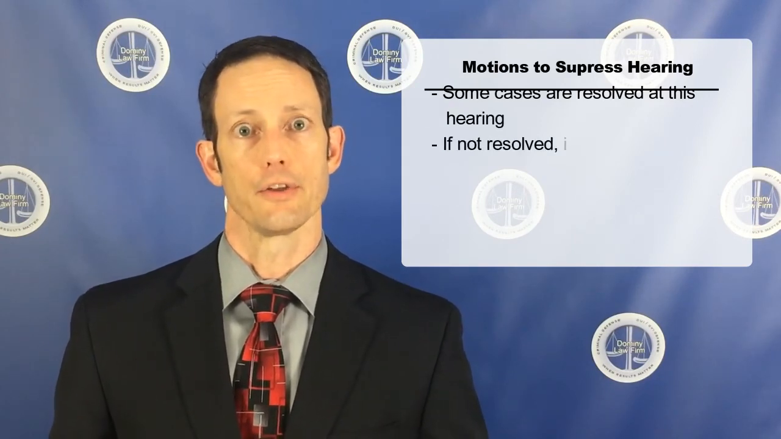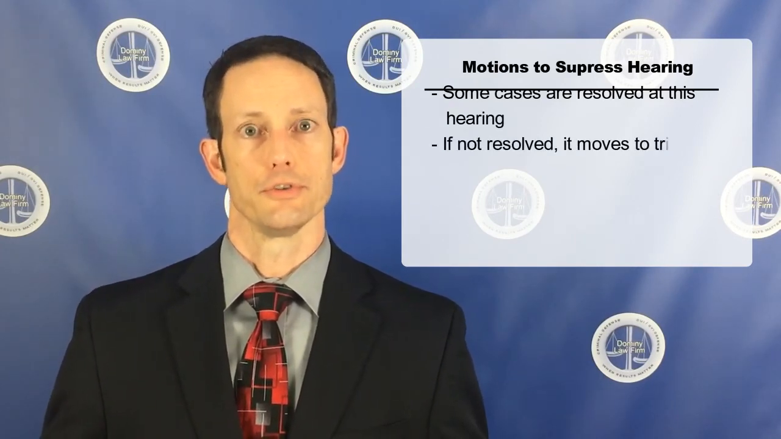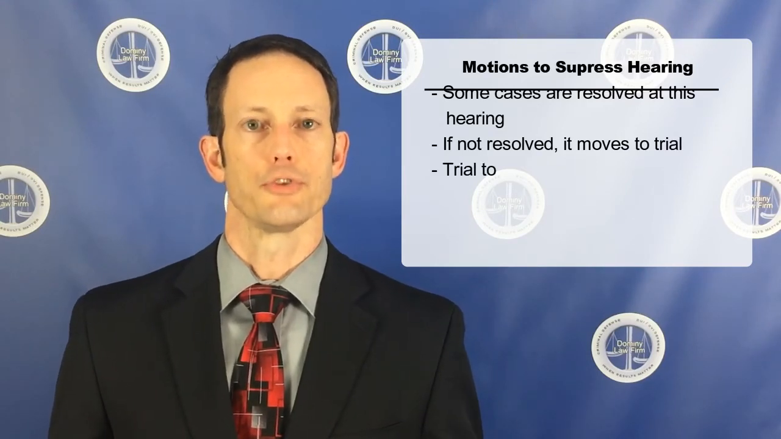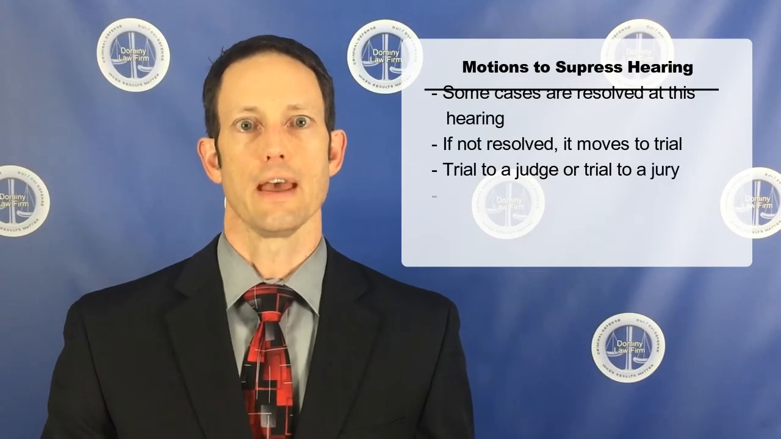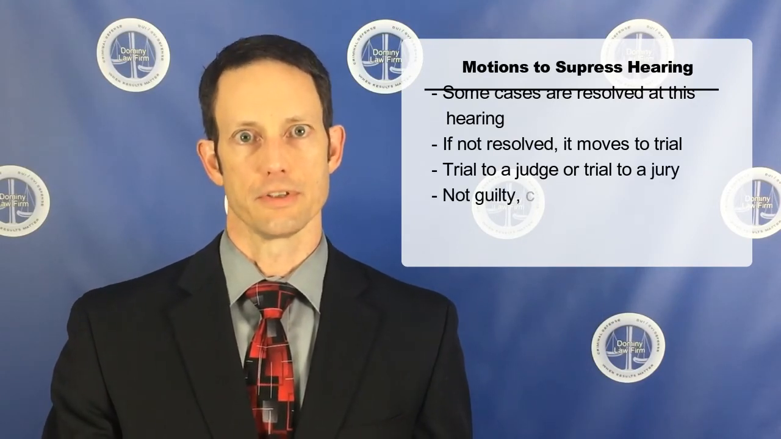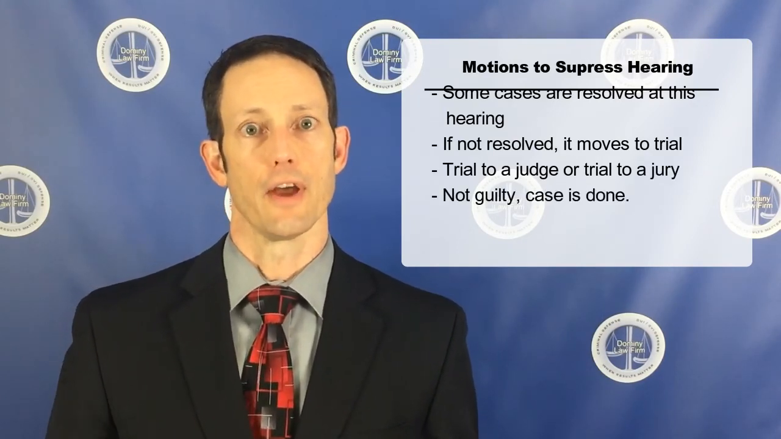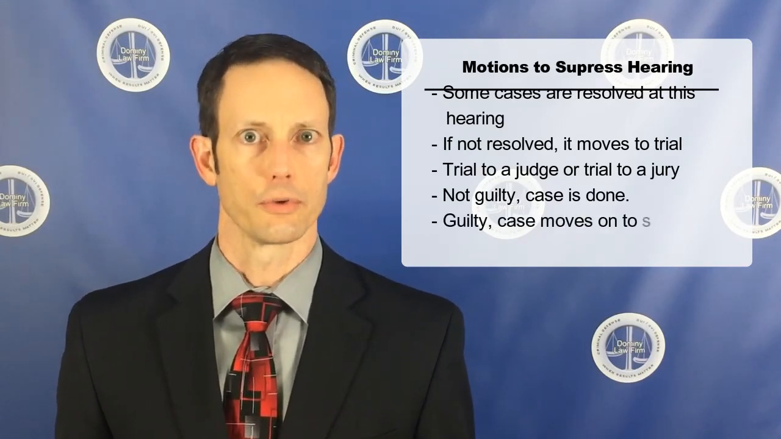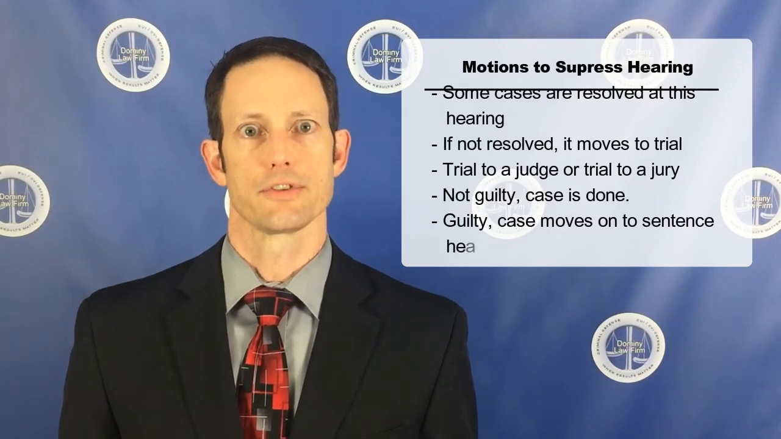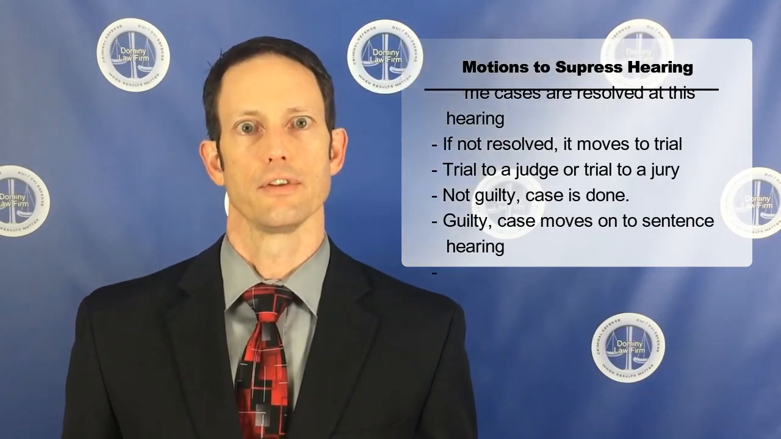You can have a trial to a judge or a trial to a jury. Either way, the trier of fact, the judge or jury, decides whether the evidence proves your guilt beyond a reasonable doubt. If you're found not guilty, that's the end of the case. If you're found guilty, or if along the way you've pled guilty, the final stage in the court process is the sentence hearing.